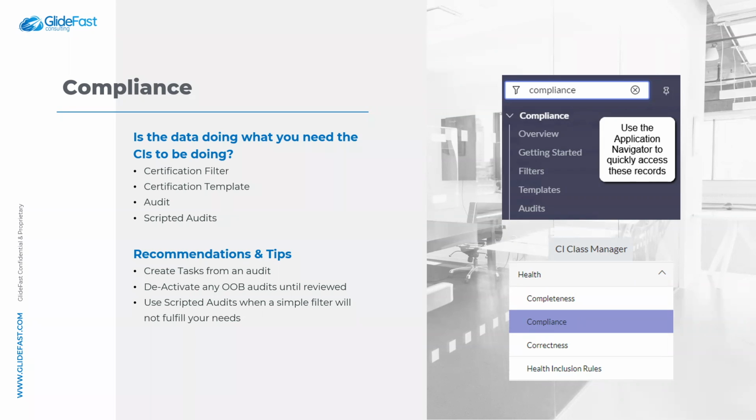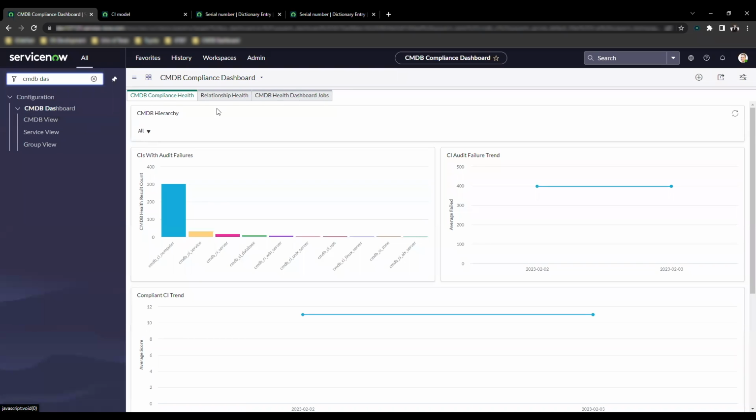So I'm about halfway through on my time. So I'm going to try to just show you some of these audits and what they look like, and show you certification filters and stuff pretty quickly, so I don't lose all the rest of the time to this one section. But you can see CIs with audit failures.